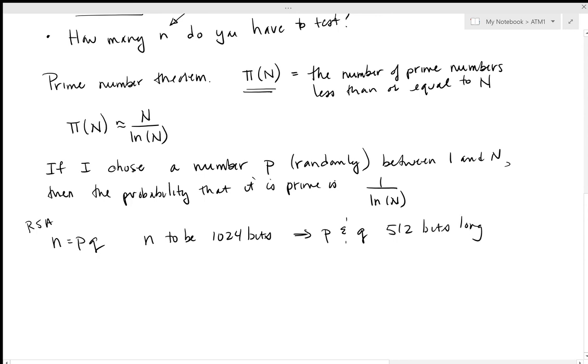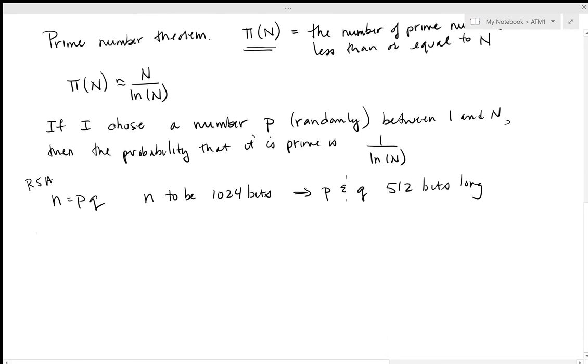Okay, so what is the probability that a 512-bit integer is prime? So now I'm thinking I'm going to take a random 512-bit integer and ask, what is the probability that it is prime?